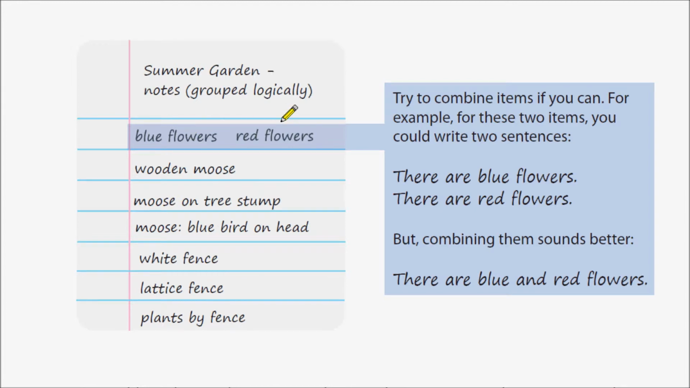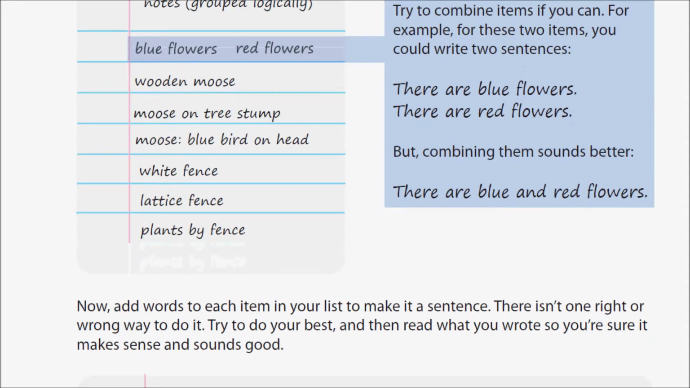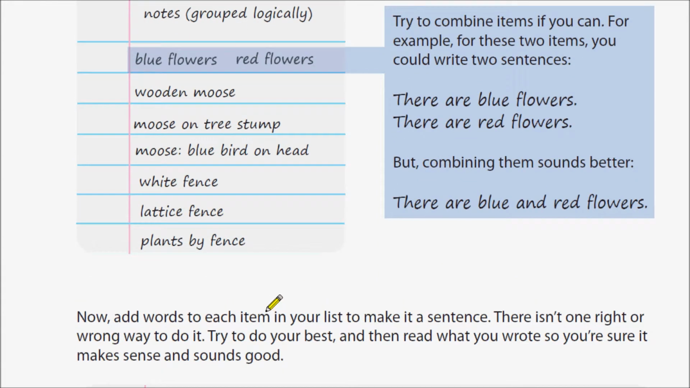All right, and then when you're writing, it's a good idea to try to make your sentences longer by combining items if you can. For example, for these two items, you could have written, there are blue flowers, there are red flowers, but try to combine them into something like there are blue and red flowers. It just makes your sentences sound better, and it makes it a higher writing level, a higher grade level, by the way.